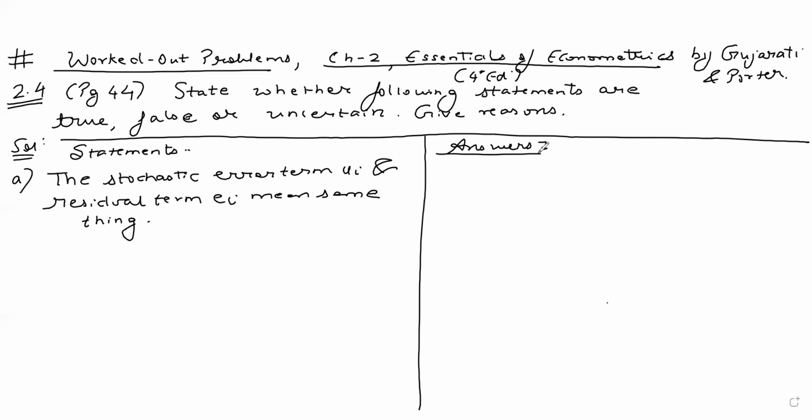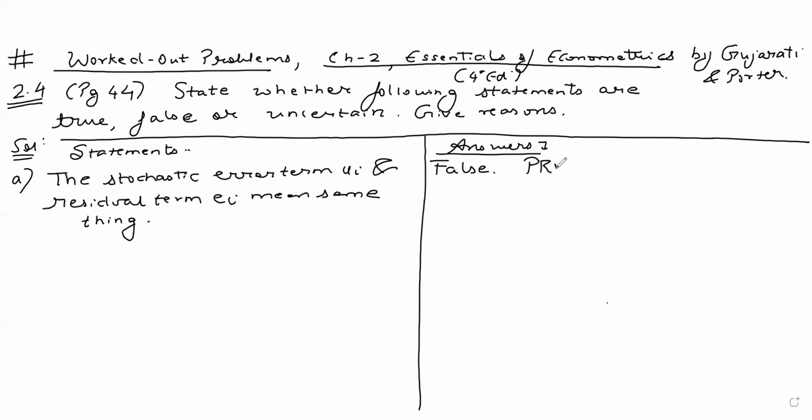Now, all students can recall that UI is the disturbance term you get from the population regression function. EI is the disturbance term or the residual term you get from the sample regression function. Okay, and EI is used to estimate UI. So EI and UI are not exactly the same. So I can write it's a false statement.